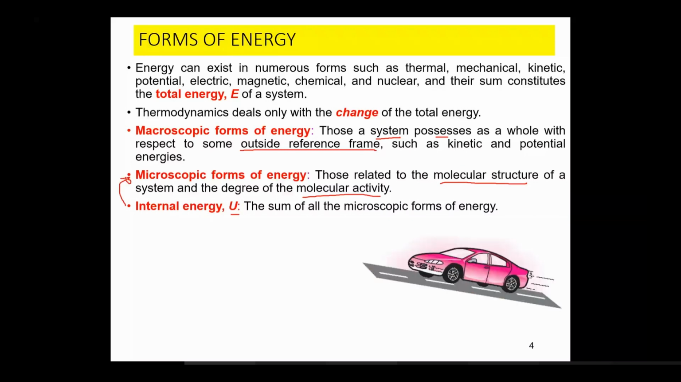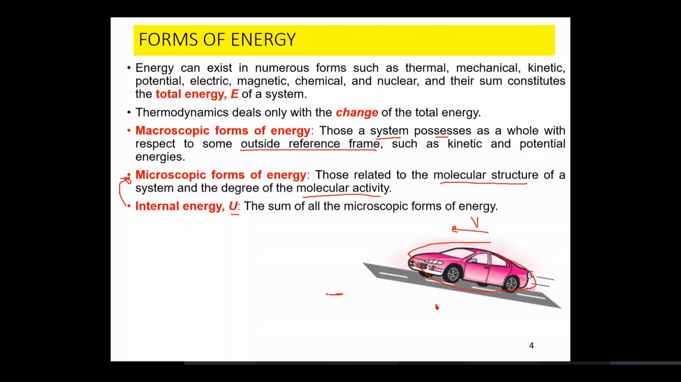When I say the macroscopic energy of the system with respect to some outside reference, let's say this car is my system, and it is moving at a certain velocity v meters per second. If I'm sitting in the car, with reference to me, is the car moving at v meters per second? No. If I'm sitting within the system, the velocity of the system is immaterial to me. But if I'm standing somewhere over here, with my reference, the system would be moving at a velocity v. Now the system possesses kinetic energy, which is the macroscopic form of energy.